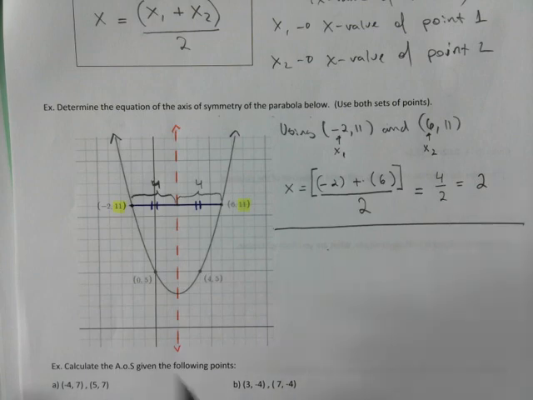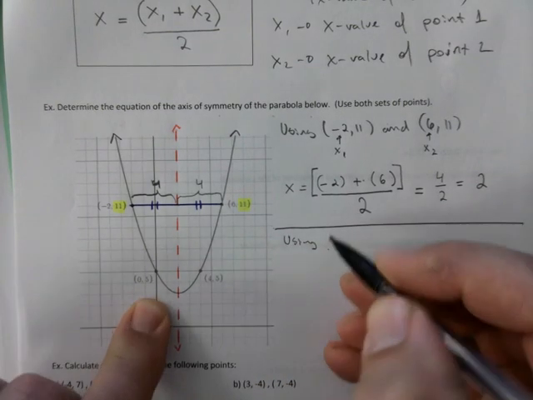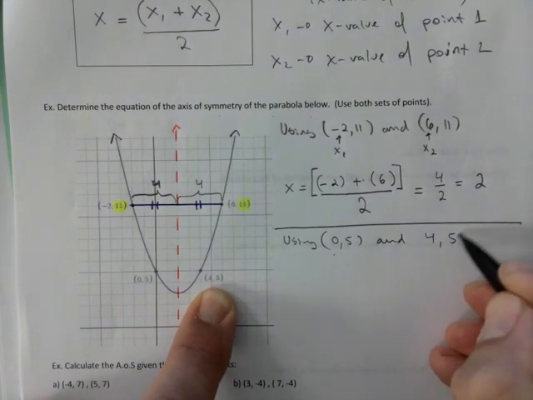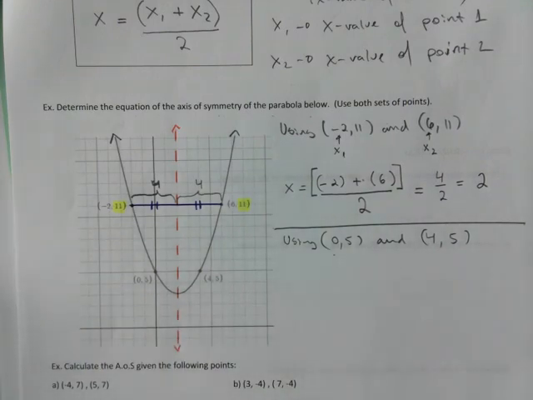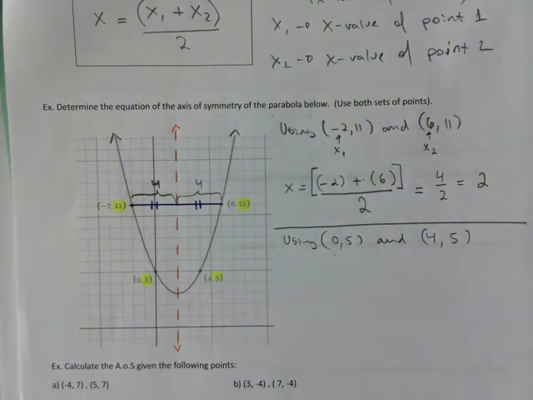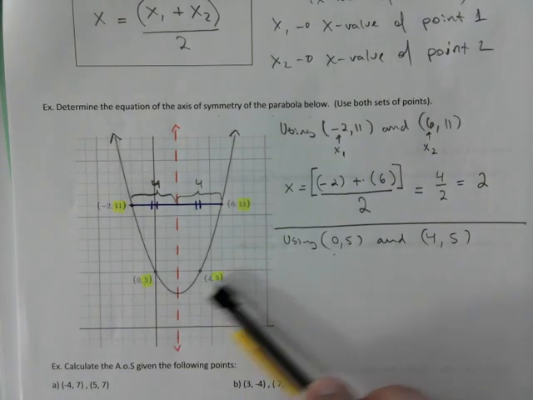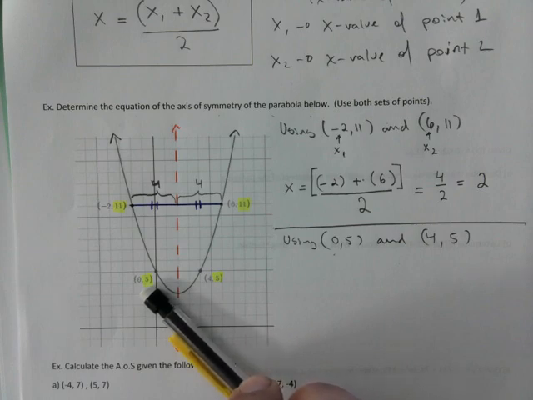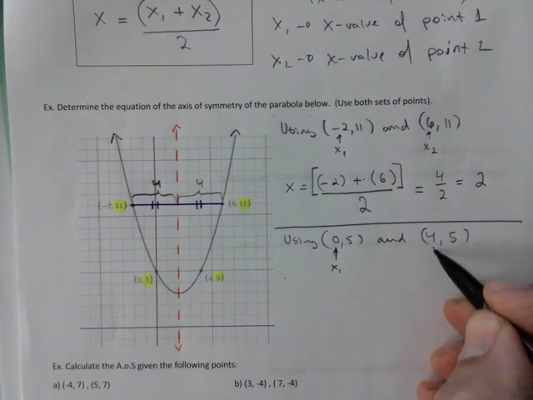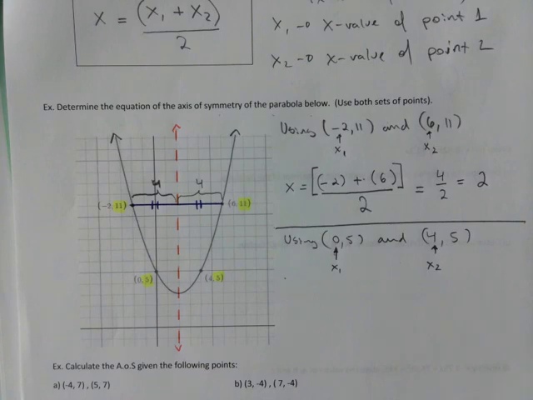What if we use the other 2 points here, these ones, using (0, 5) and (4, 5)? Again, I will highlight them with a yellow highlighter here. We know that they're right across from each other because they're both at the same height, the same y value. So we can still say this is x1 and this is x2. Before we even calculate this, the axis of symmetry hasn't moved. It's still where it is.